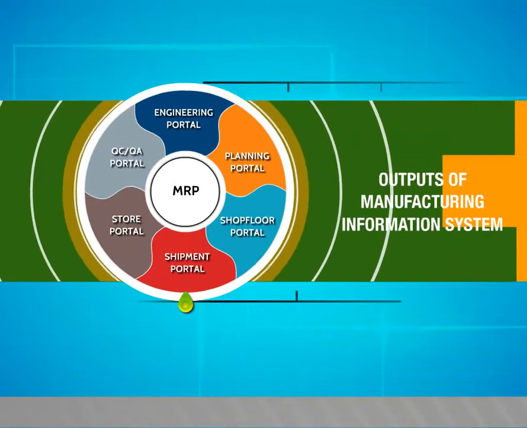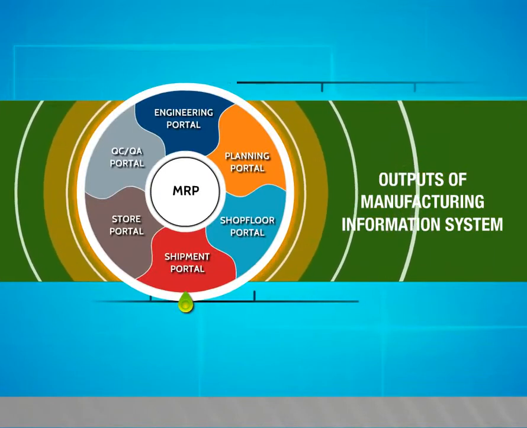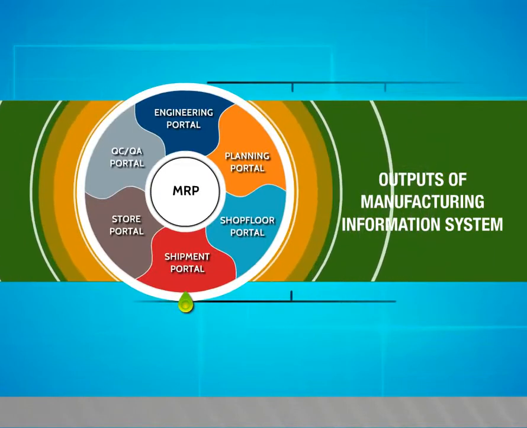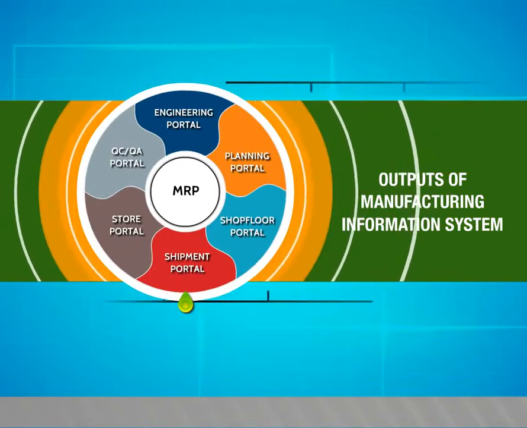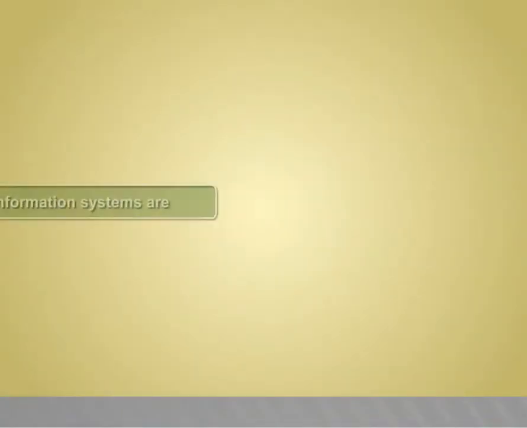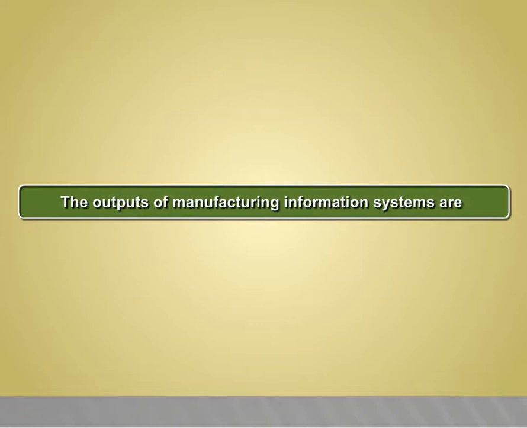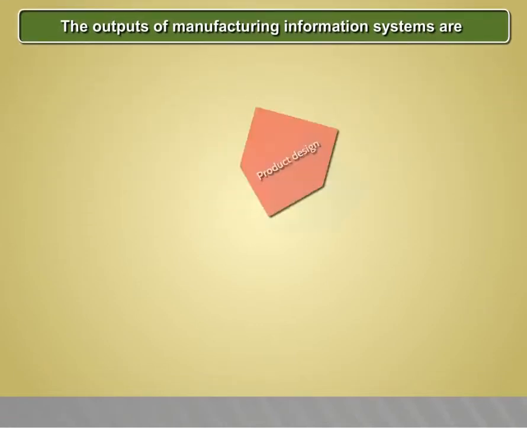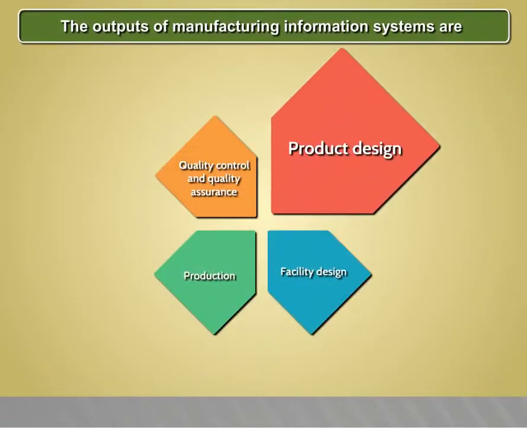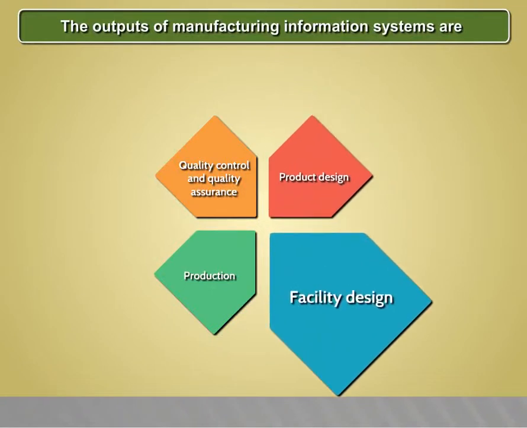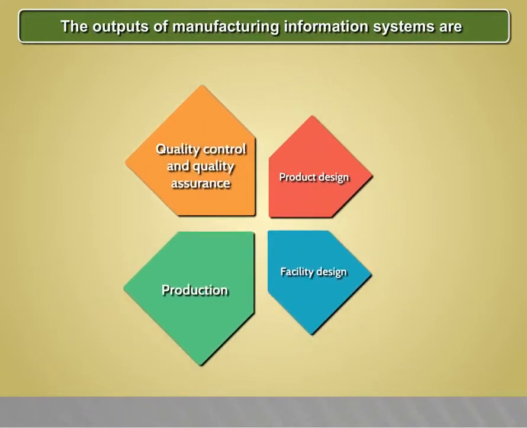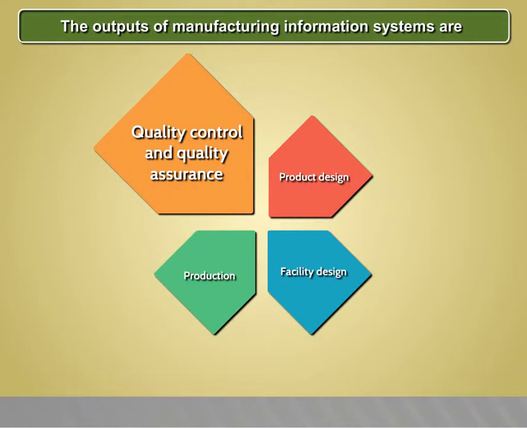Output of Manufacturing Information System. In this video, we are going to see about output of Manufacturing Information System. The outputs of manufacturing information systems are product design, facility design, production, quality control and quality assurance.